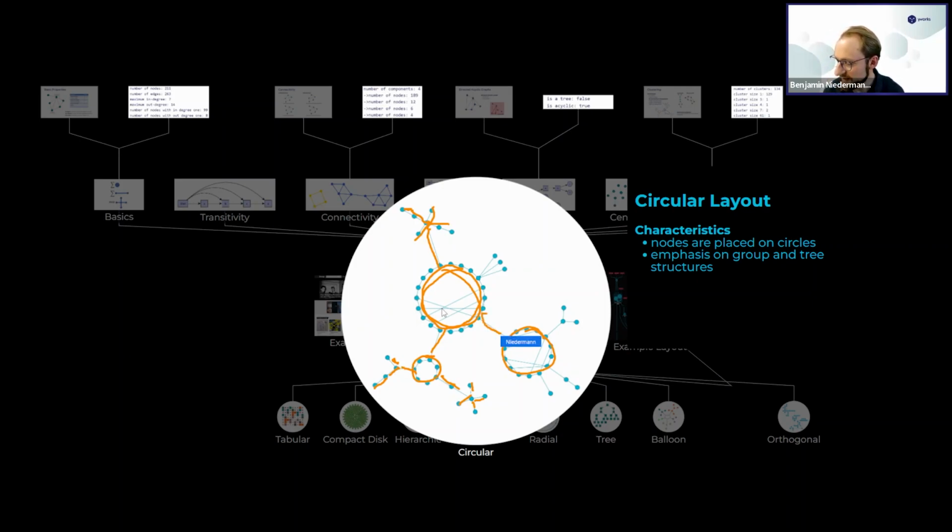What it does, it shows you how these bi-connected components are connected with each other. And then for each of these nodes, you also get this information how the inner nodes of these components are connected with each other. This is also a very nice layout to emphasize groups and the tree structures connecting these groups.